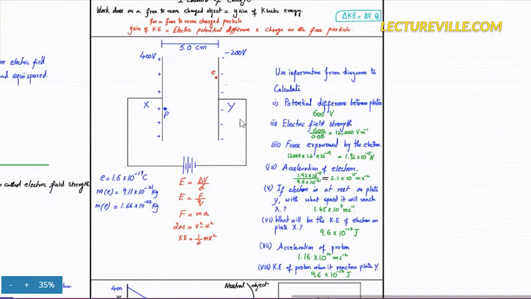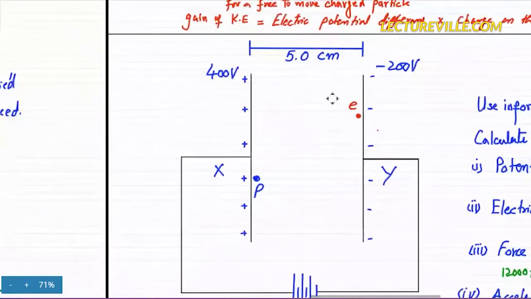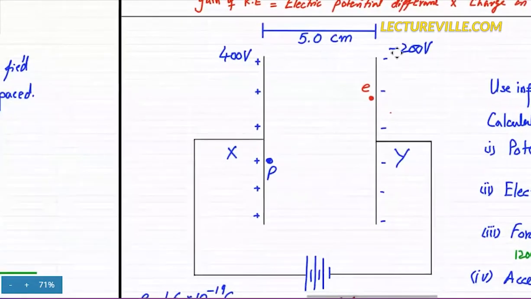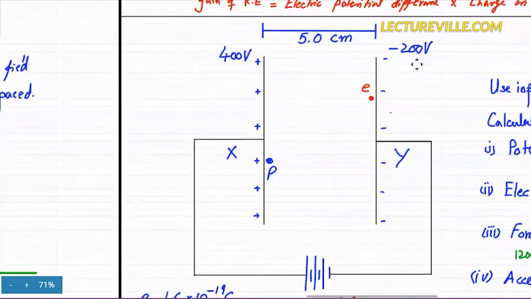I will be giving you a question. See, this is a situation. Okay. You have two plates. This is plate Y. This is plate X. Plate X is at a potential 400 positive volts, and plate Y is at a potential of minus 200 volts.